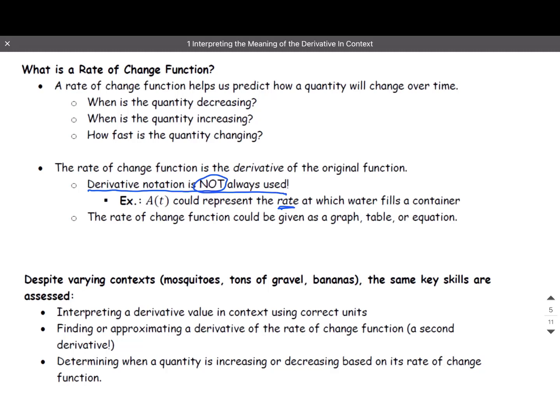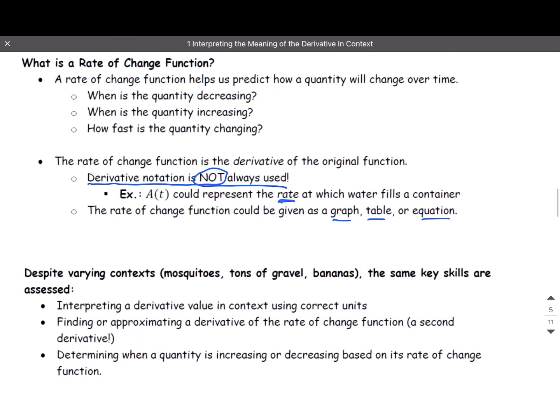The rate of change function could be given as a graph, a table, or an equation in any of the three forms that we look at. Despite varying contexts, whether it's the number of mosquitoes, the tons of gravel, the number of bananas on a table, whatever it is, the same key skills are addressed. Interpreting the derivative value in context using correct units, finding or approximating a derivative of the rate of change function, which is a second derivative, and determining when a quantity is increasing or decreasing based on its rate of change of the function. These are the three things that they will ask you, okay?